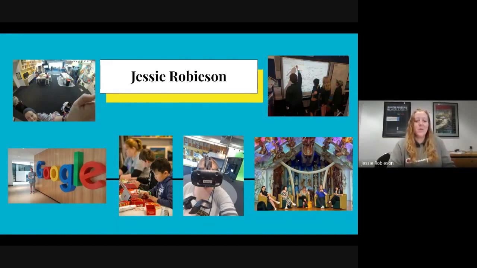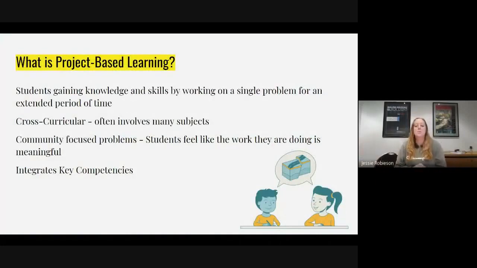Okay, so let's move into it. So what is project-based learning? Like I said, it can also be known as problem-based learning, PBL. It can also be known as inquiry in classrooms. I hear a lot of teachers referring to it as inquiry learning. You might have heard that as well.